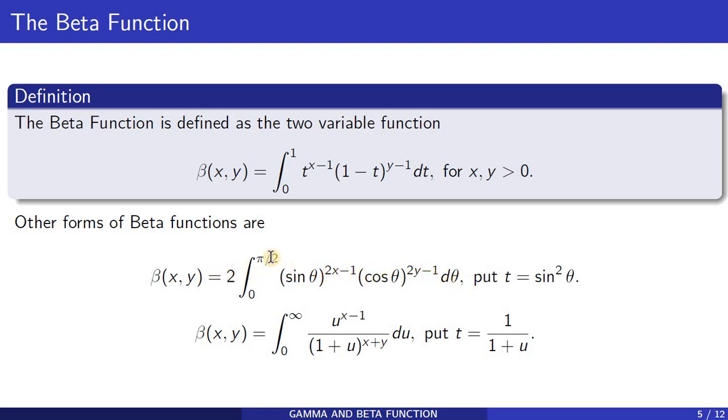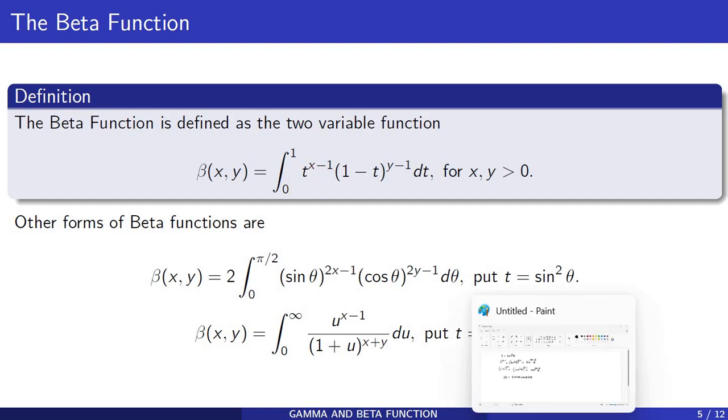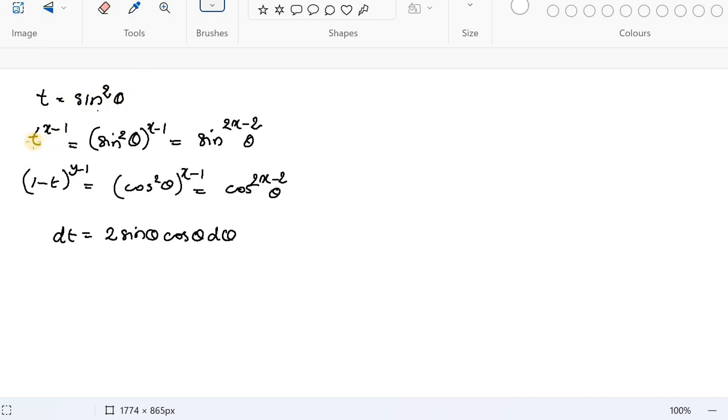In order to observe this, you can just put t equal to sine square theta here. So what happens is, when t is equal to sine square theta, your t power x minus 1 will be sine square theta power x minus 1, which is sine raised to 2x minus 2 theta. 1 minus t power y minus 1 gives you 1 minus sine square theta raised to y minus 1, that is cos square theta raised to y minus 1. So that is nothing but cos raised to 2y minus 2 theta. Now dt becomes 2 times sine theta into the derivative of sine theta, which is cos theta d theta.